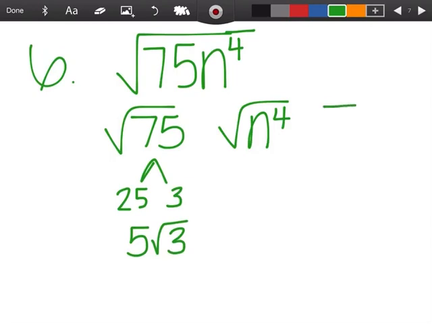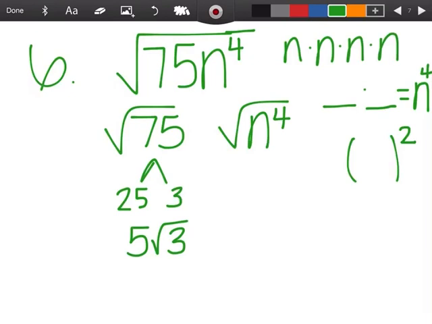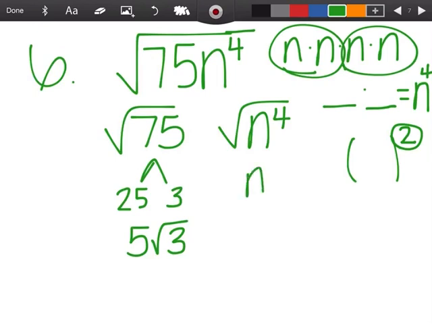So it's saying what times itself gives you n to the 4th. Or I would think about this square root as being something squared. What squared gives you n to the 4th? Well, n to the 4th is 4 n's. N times n times n times n. So if we're talking about groups of 2, how many groups of 2 are there? And the answer is that there's 2 groups of 2, or n squared. So whatever way you think about it, the square root of n to the 4th is n squared. And so for my final answer, I'm going to include it out front, 5n squared root 3.